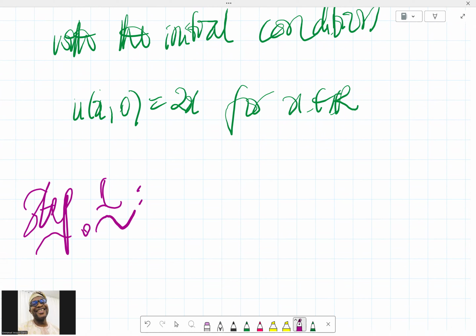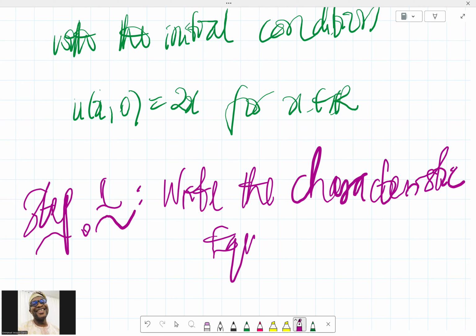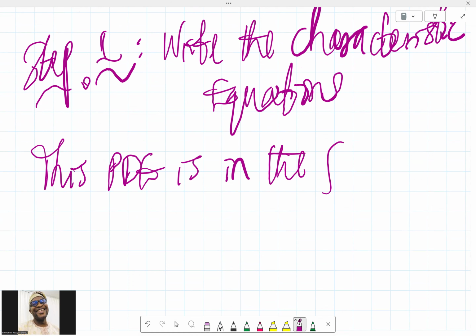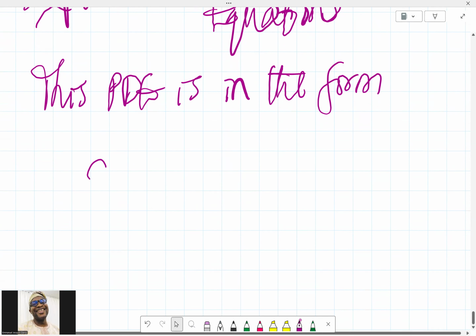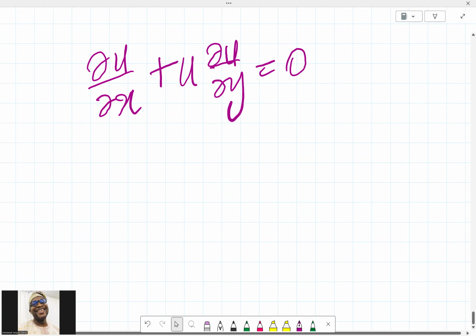So for step 1, again, write the characteristic equations. So this PDE is in the form, partial u partial x plus u partial y equals 0. Okay, again, now we can say okay, let me switch over this time.